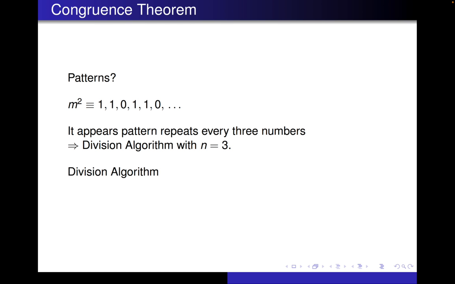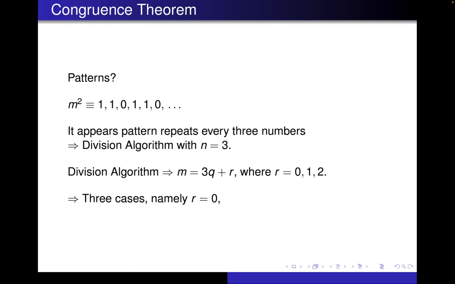So we're going to divide by 3 and look at the possible remainders. That can tell us something about patterns that repeat every 3 integers. Our division algorithm says our equation is going to be m equals 3q plus r. We're dividing by 3, so we get a quotient of q and a remainder of r. Since we're dividing by 3, our remainders are going to be either 0, 1, or 2, at least 0 and at most 3 minus 1. So that gives us 3 possible cases. If we have a random integer, either r is equal to 0, or it's equal to 1, or it's equal to 2.